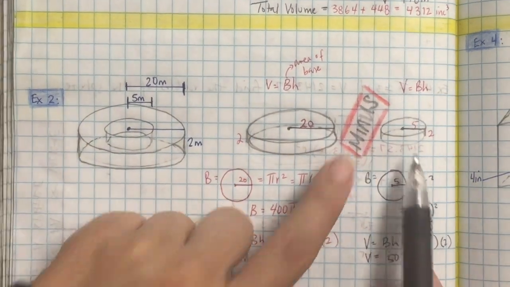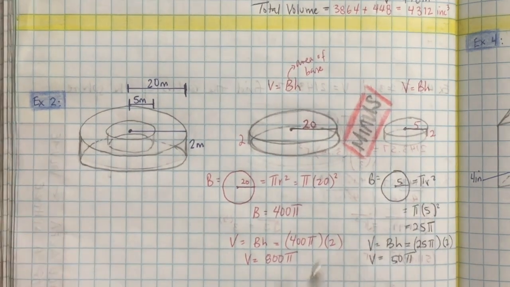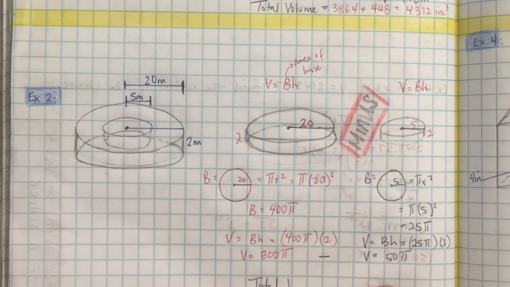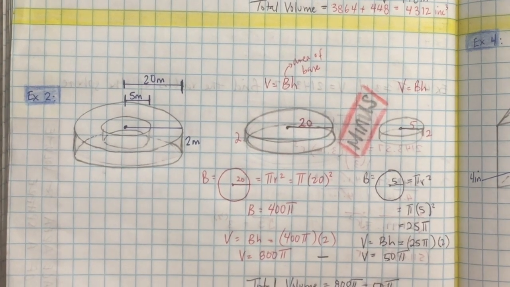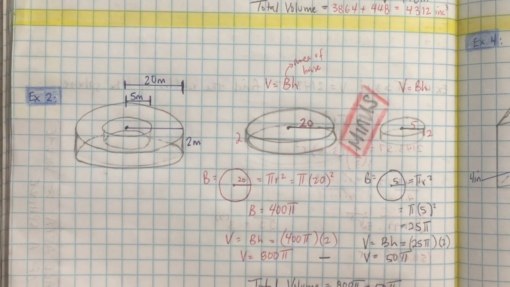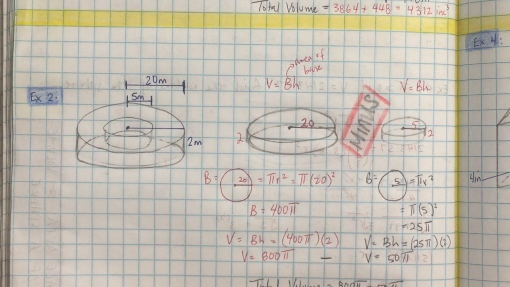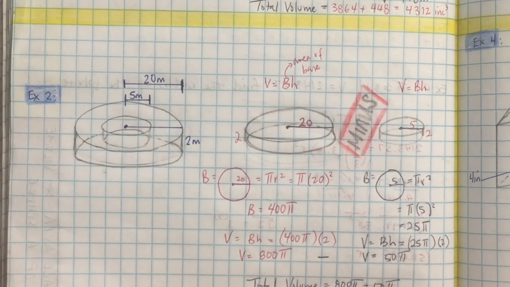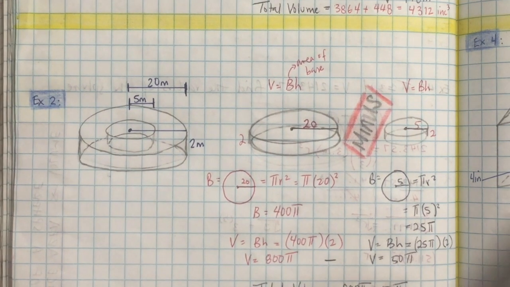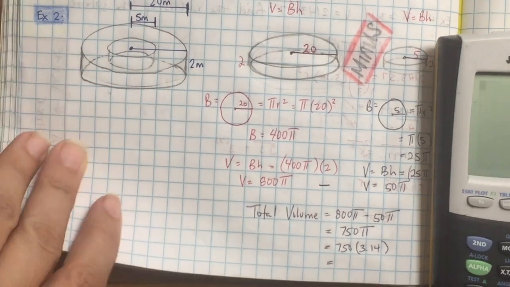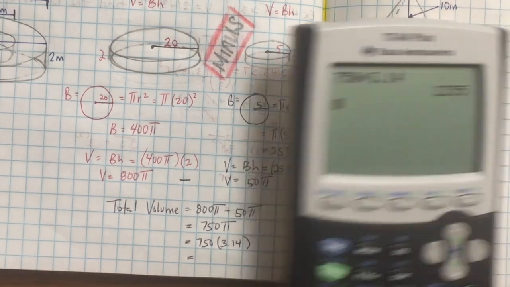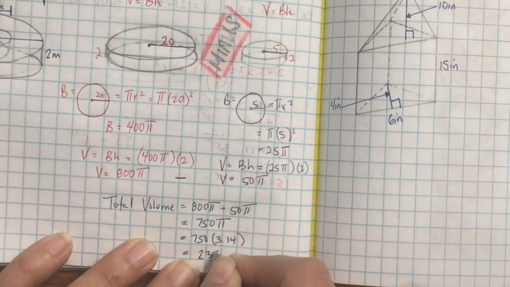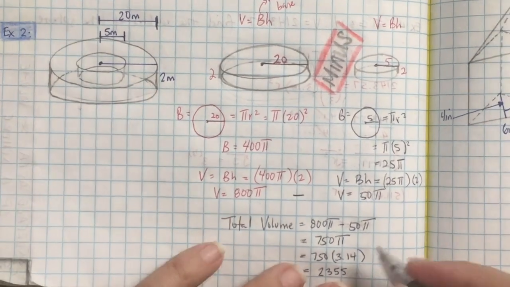And then because I'm going to take the small one out of the big one to create a donut, I'm going to subtract the two. So it's going to be 800 pi minus 50 pi, which is going to give me 750 pi. So I know you can't see, but just listen. And what's pi? We know pi is 3.14. Rather, in these examples, I was told to use pi as 3.14. So 750 times 3.14 is 2,355 meters cubed. That's pretty much it. You're finding the two shapes' volume separately and adding or subtracting.